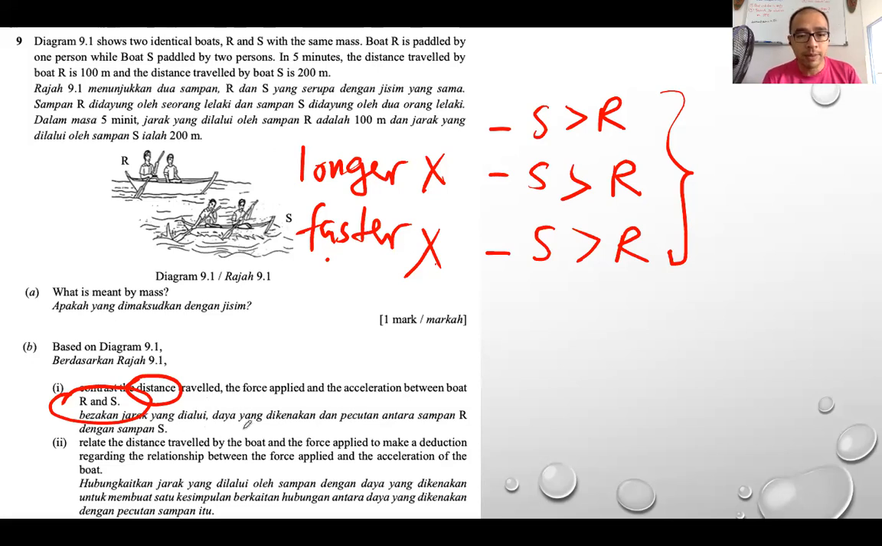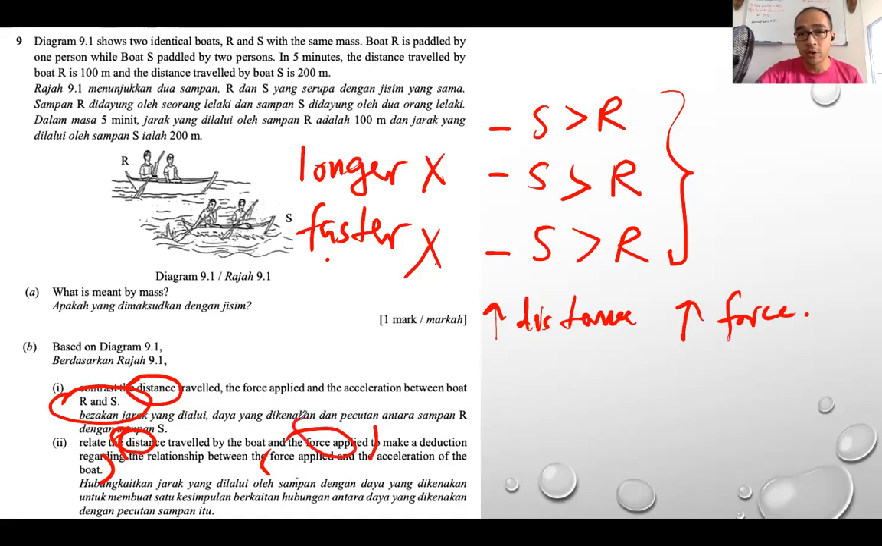Okay, relate the distance traveled by the boat and the force applied. So one relation. To make a deduction between the relationship between the force applied and acceleration of the boat, most of you all got the second one correct, and quite a number of you all did this wrong. Sebab kamu nampak distance dulu baru force bahkan. So a lot, you know, ini bukan satu dua orang. A lot of people, right? The bigger the distance, the bigger the force. Okay, and I suspect that you write it this way because distance yang duluan muncul baru force in the question.